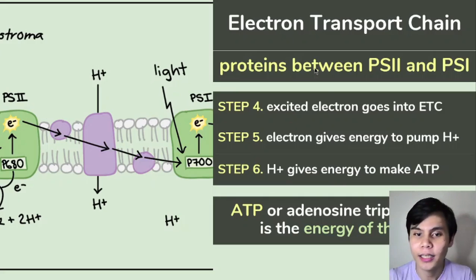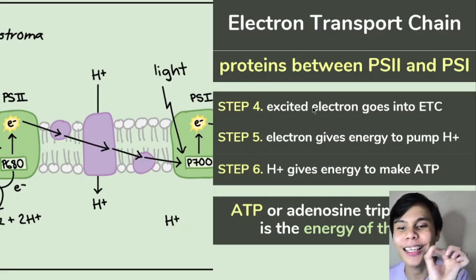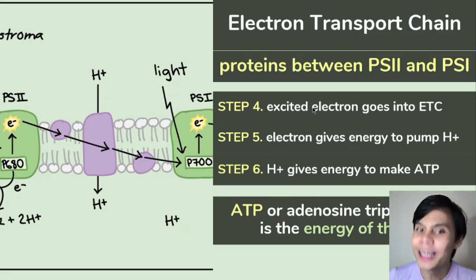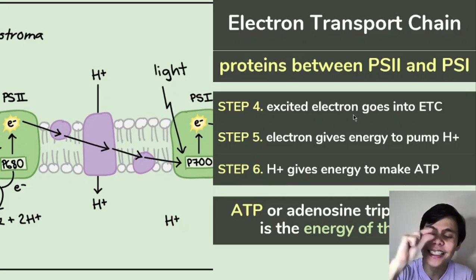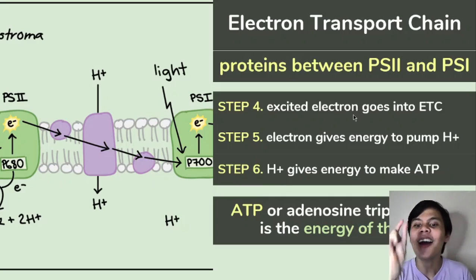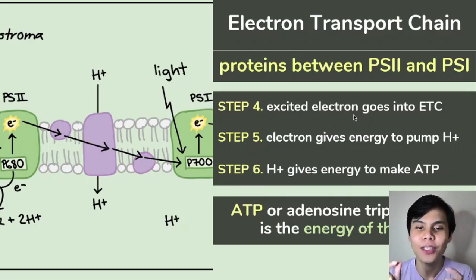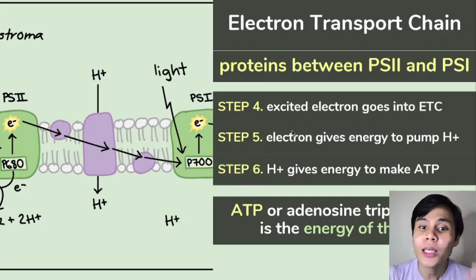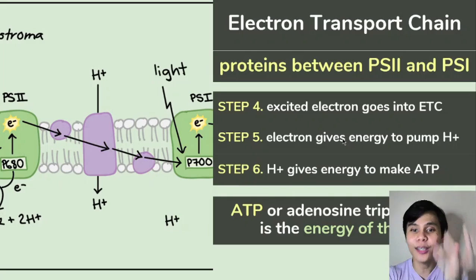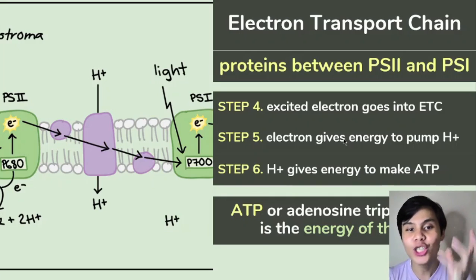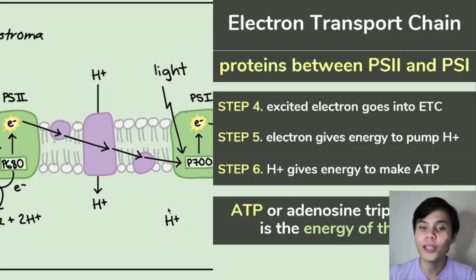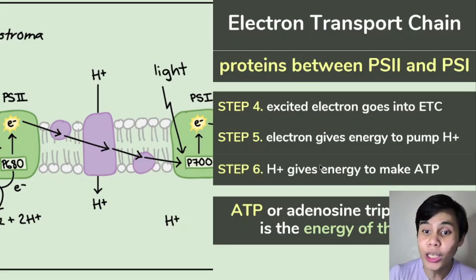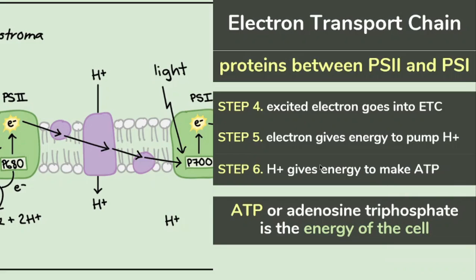So, going back, step 4. Remember the excited electron that was sent away from photosystem 2? It goes into the electron transport chain, and the main point of this is that the excitedness, the energy from that hot electron, will be harvested in the electron transport chain. The electron gives that solar energy to pump hydrogen ions into the chloroplast, or into the inner membrane. That pumping gives energy to make ATP, or adenosine triphosphate.